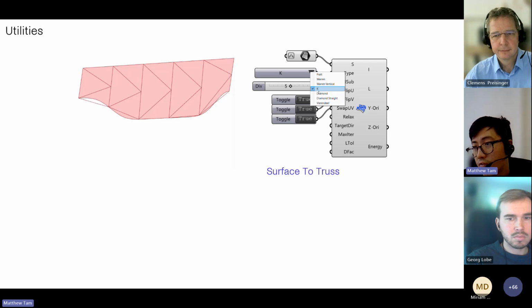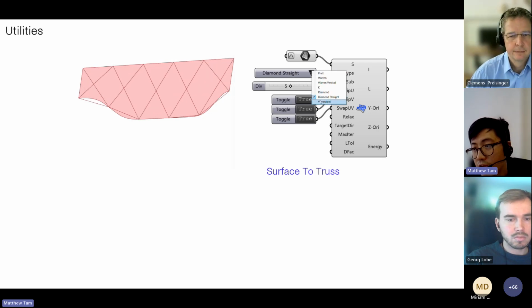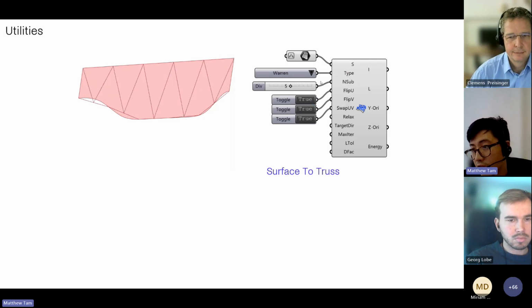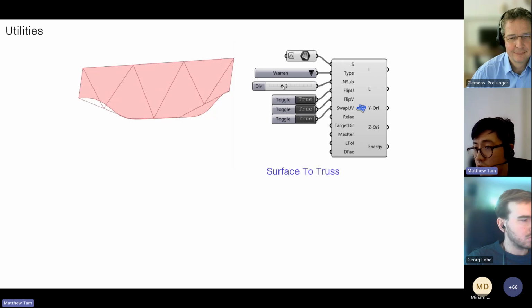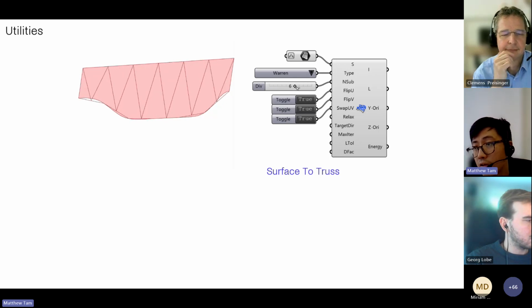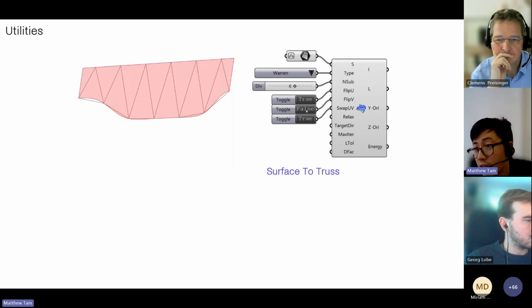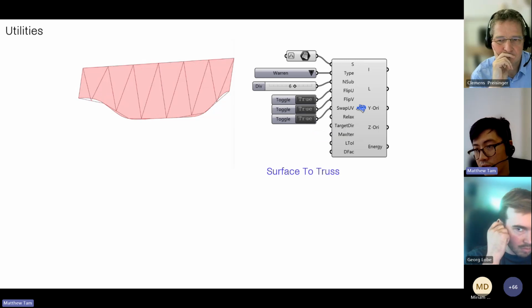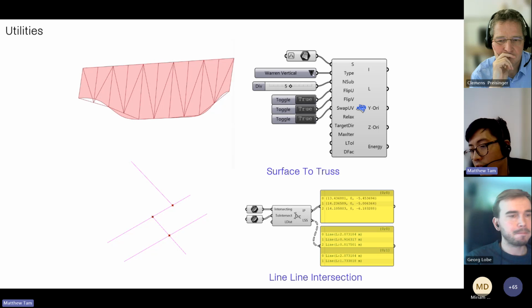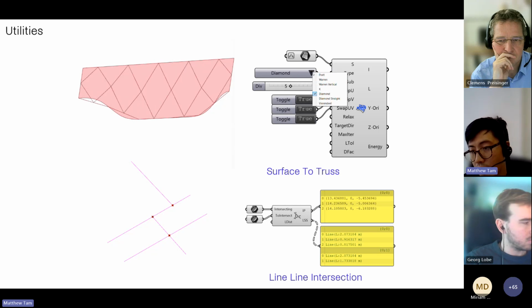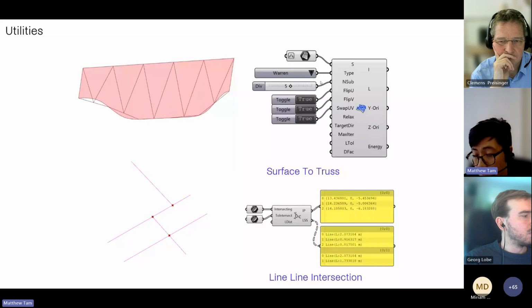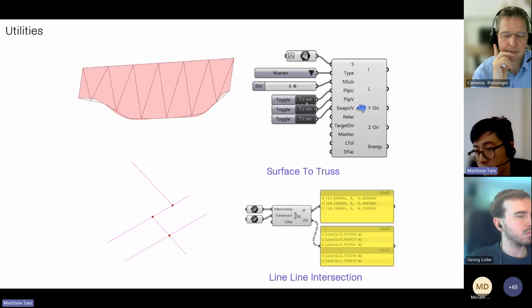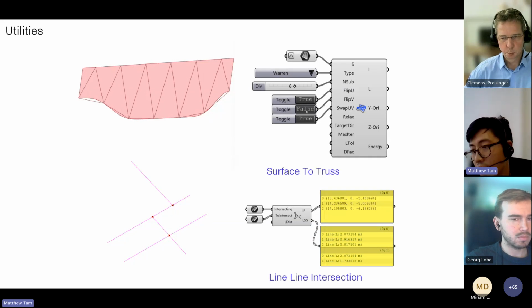So a couple of new and adapted features and utilities. This is a surface to truss component, which we've also released a short video about explaining how you can use it. It simply takes a surface and you can create different types of trusses on it. And we've also adapted the line-line intersection component. So this allows you to put in curves that you want to intersect and curves to use for intersecting, and then also keeps the path structure of those input curves.